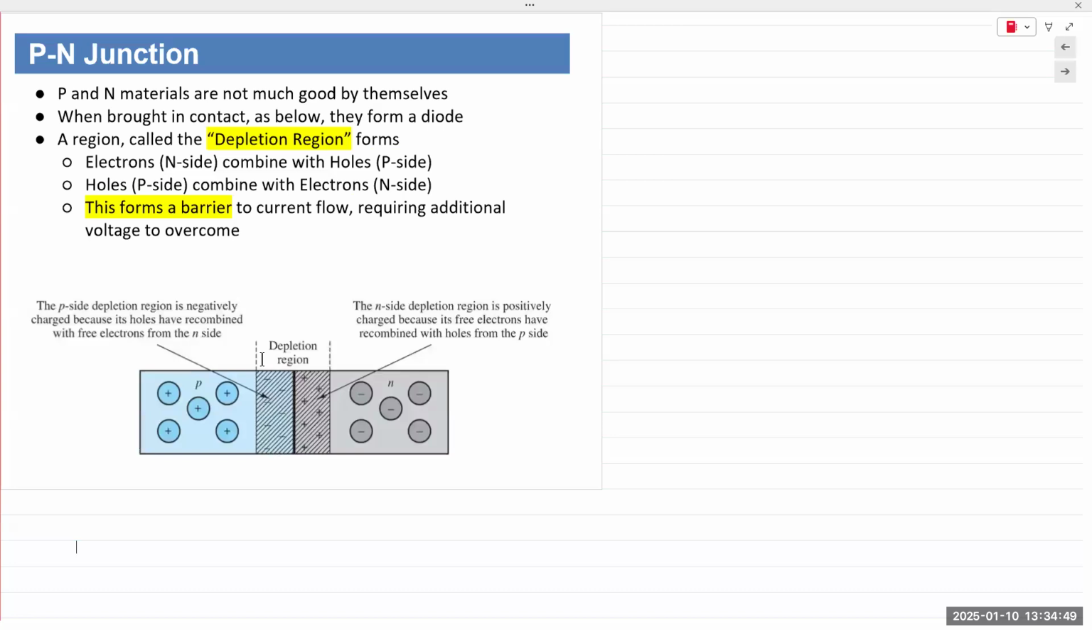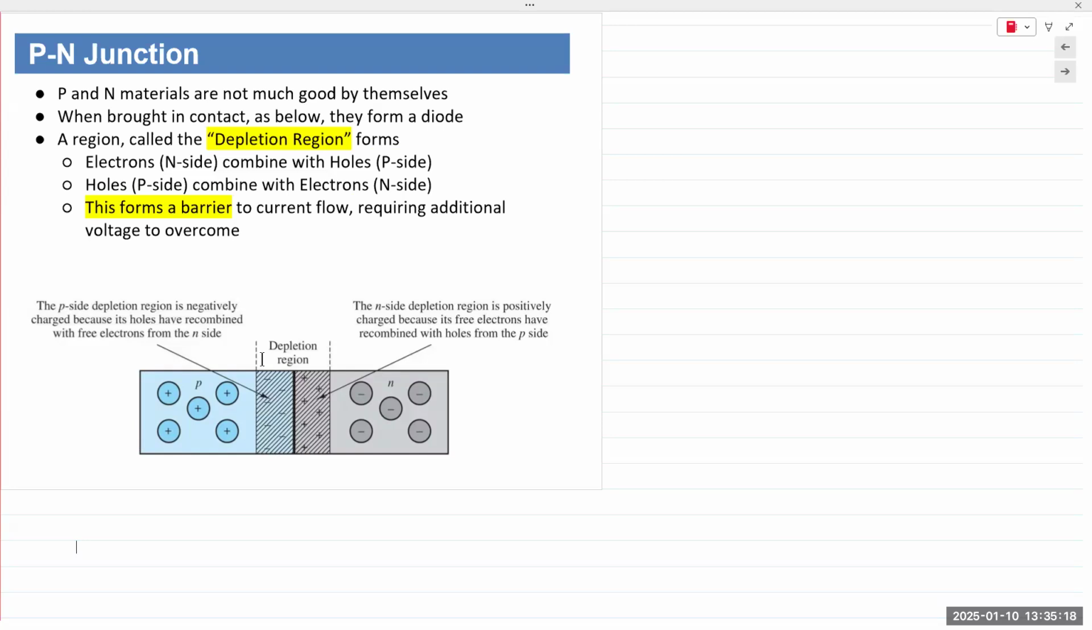Right? Holes and electrons. When you bring them in close contact, there is a charge imbalance. And because there's a charge imbalance, the holes cross over the junction and electrons also cross over the junction in a bid to neutralize that imbalance. Again, we talk about holes as particles, but they are empty spots.